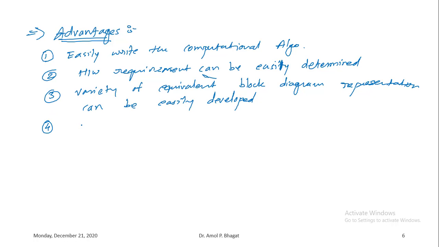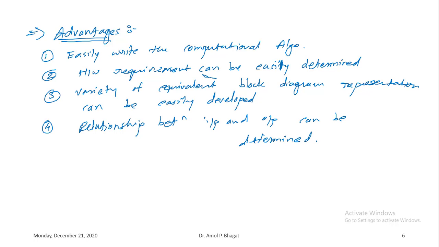And the fourth one is, the relationship between input and output can be easily determined. So these are some of the advantages of representing the digital system or discrete time system in block diagram form.